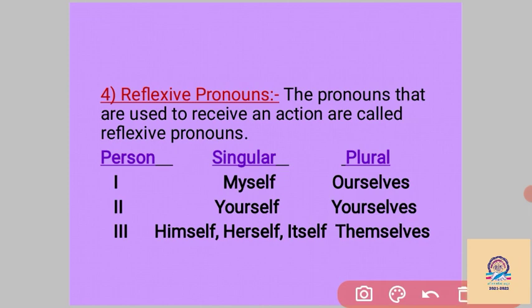Then the third person. The speaker and the listener are both talking about the third person. If the third person is he, he changes into himself, she changes into herself, and it changes into itself for the singular. So himself, herself, itself are singular. For the third person plural, they changes into themselves. Then we see the example here.